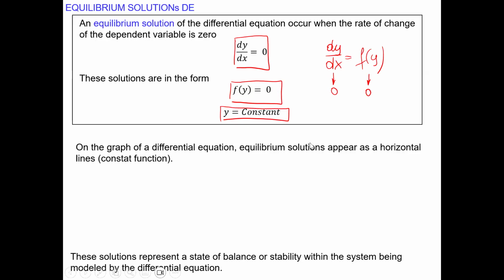And if it's constant, the equilibrium solution will appear as a horizontal line, because the graph of a constant function is a horizontal line. Also, what is important is that these solutions represent a certain state of balance or stability within the differential equation model. We will try to define this stability, because a solution could be stable, unstable, or semi-stable.